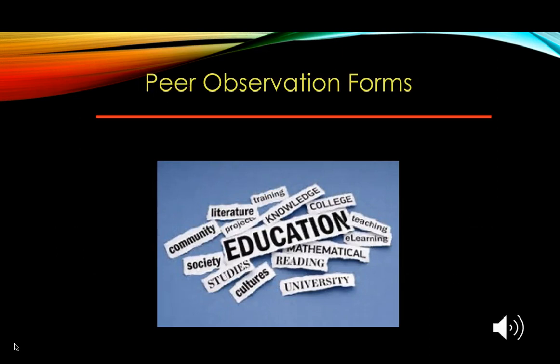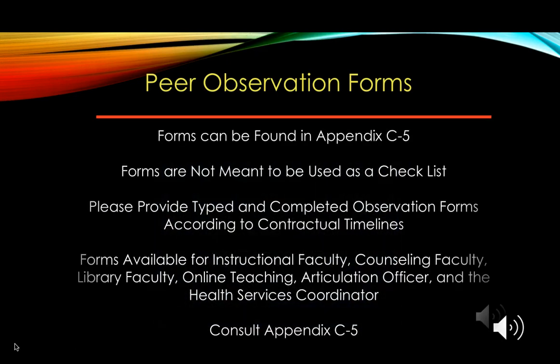Peer observation forms. Peer observation forms can be found in Appendix C5 of the current contract. These forms have been carefully crafted to provide peer evaluators a place to start when observing teaching or other activities. They are not meant to be used as a checklist. Space is provided on each form for written comments. The administrator and peer evaluators are expected to provide typed and completed observation forms according to the contractual timelines.